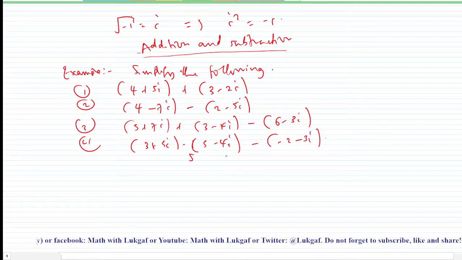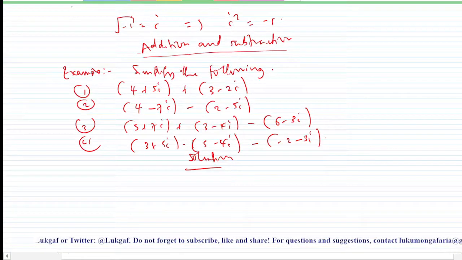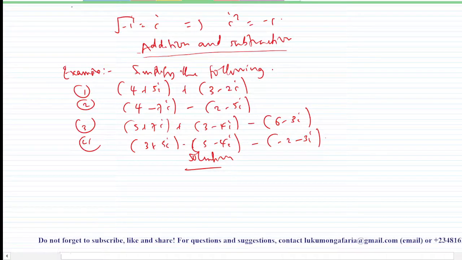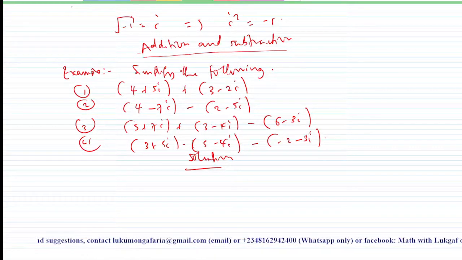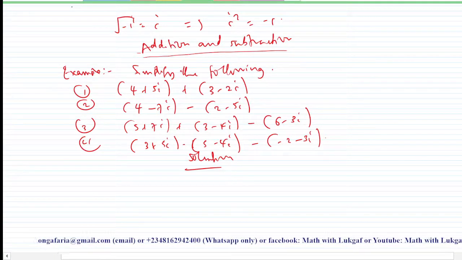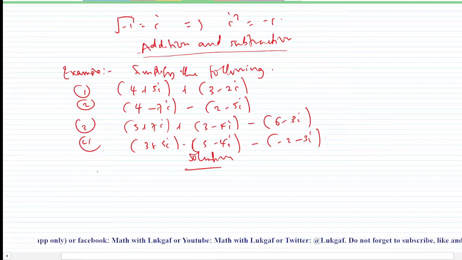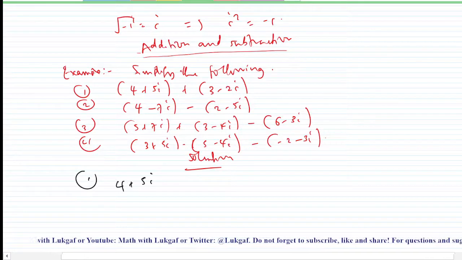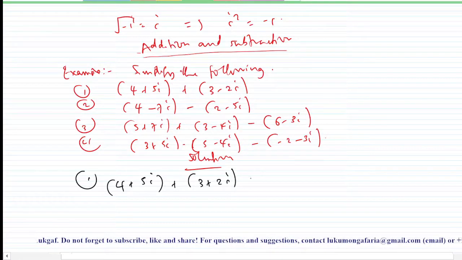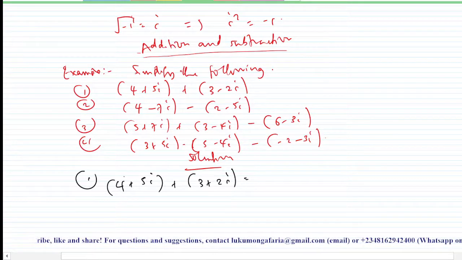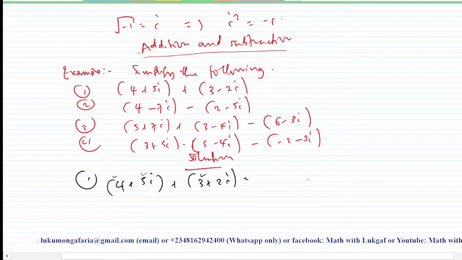Solution. Like I've explained earlier, addition and subtraction of complex numbers is very related to addition and subtraction of real numbers. But the difference is that when you are adding or subtracting complex numbers, you must be careful. You have to combine the real part with the real part, imaginary with imaginary. Example number 1, 4 plus 5i plus 3 minus 2i. Don't forget, your real part here is 4, this real part here is 3. This is the imaginary part and this is the imaginary part.